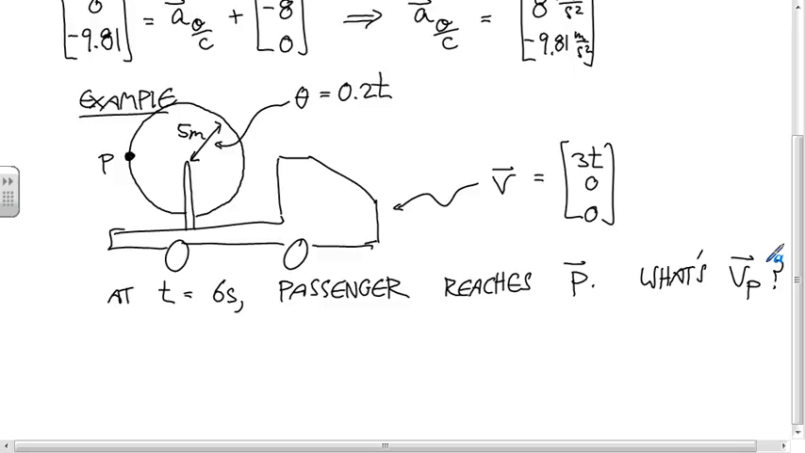Okay, so this is relative motion. Think of what the passenger is doing. He's doing something like this as the truck goes, right? That's not a circular motion, but if we think of the motion of the passenger relative to that axis of rotation, it is a circular motion. And that axis is moving with the car. So I'm going to call this point C, okay? We're going to use what we know about circular motion to calculate the velocity of P with respect to C, and then go from there.